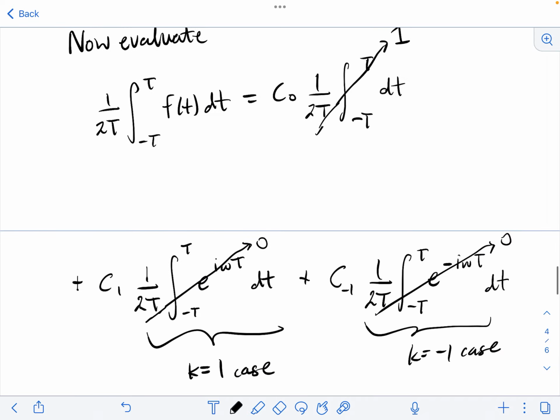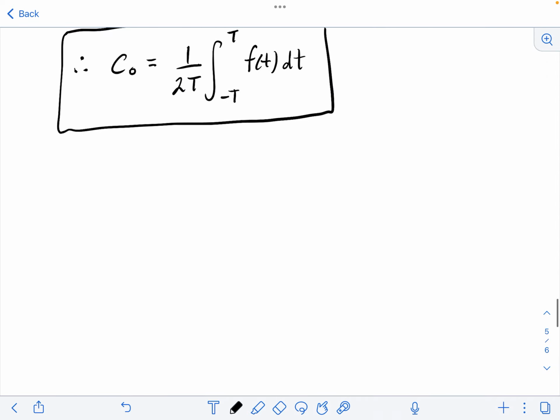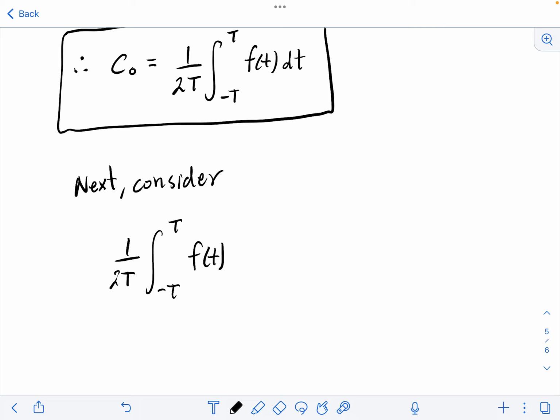So next, we're going to consider the following integral. It's the same 1 over 2T integral from minus T to plus T of f of t. So far that's all the same. But now I'm going to insert an e to the minus i n omega t, and we'll do that integral.